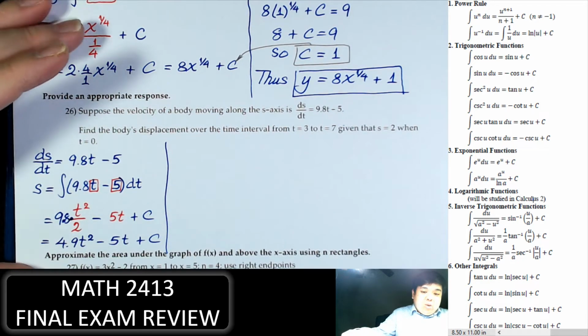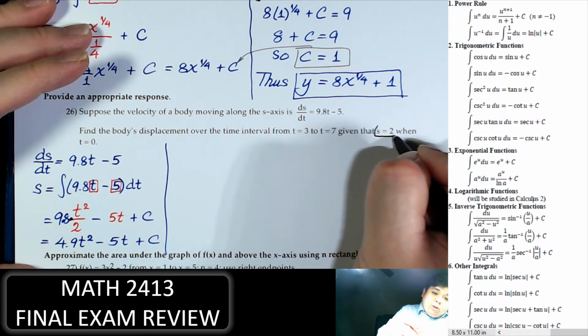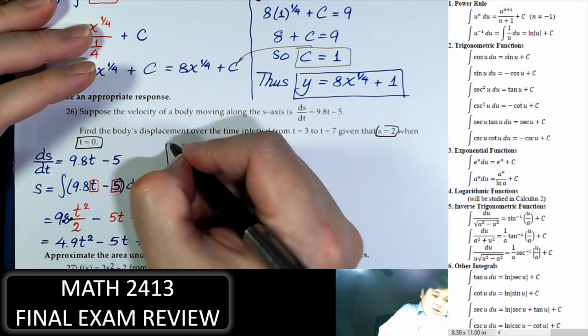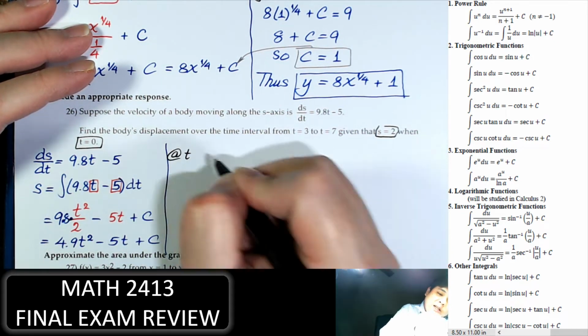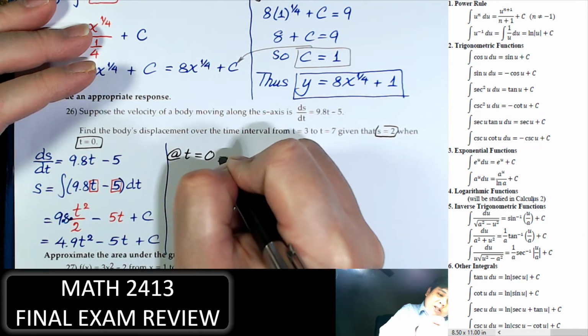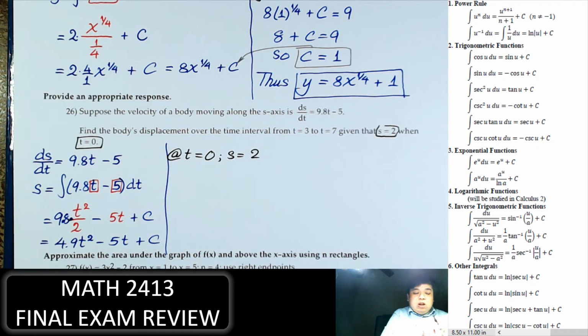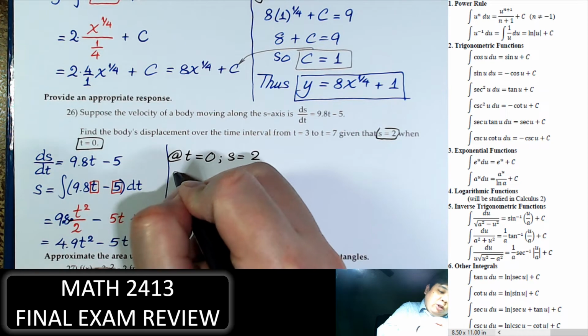Right, next we have the condition that when t is equal to 0, s is equal to 2. So if from here we make t equal to 0, that is equal to 2.